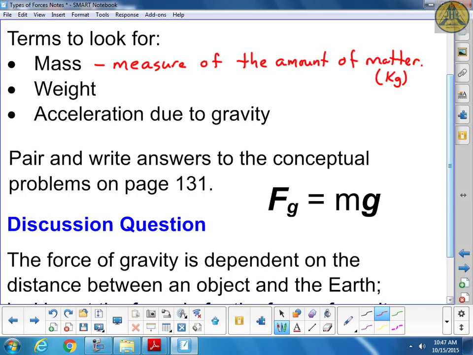Weight, the difference is it's a measure of the force of gravity. So its symbol is usually Fg. The lowercase g there is a subscript. It's not a variable. So force of gravity, Fg. So you see the difference between the two quantities, right?